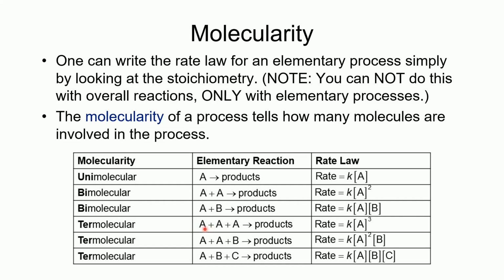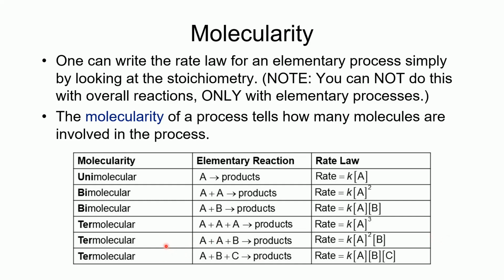It's possible to have three of the same thing. So A, A, and A, that would be third order with respect to A, third order overall. A, A, B, it'd be second order with respect to A, first order with respect to B, third order overall. And for three different things, first order with respect to each and third order overall.